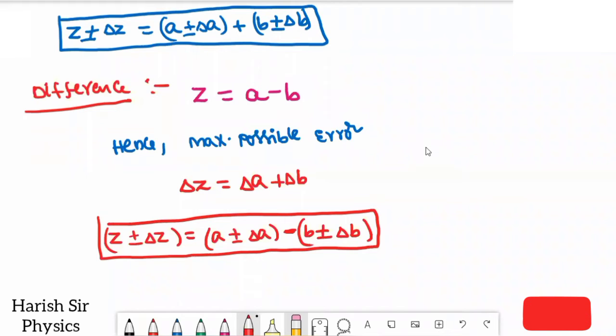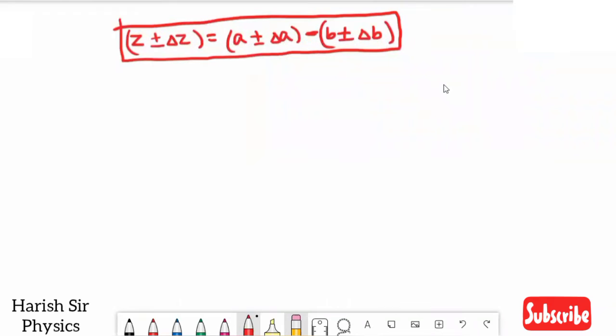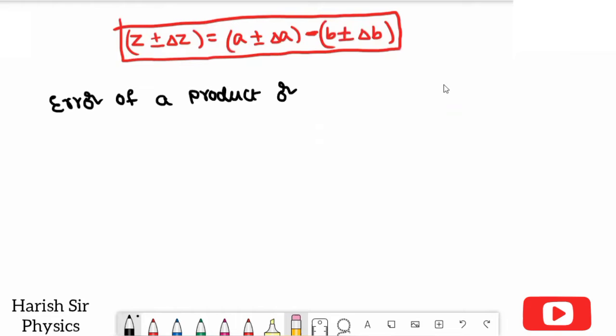If you take product or quotient, these are the two important equations. In many chapters, we are going to use these two points. Error of a product or quotient. Here I am taking the product.